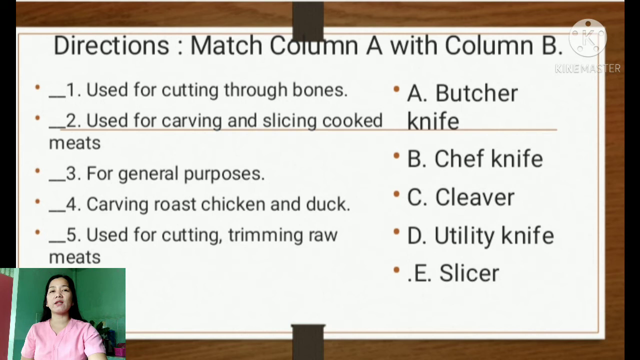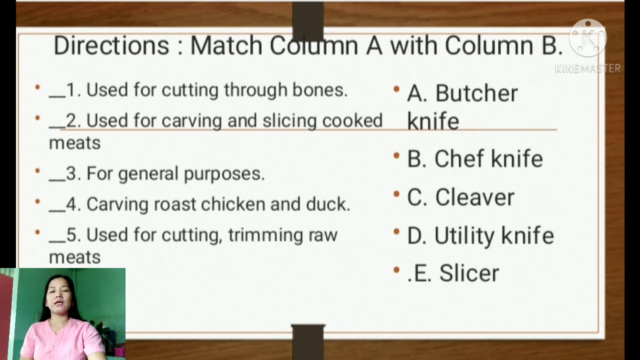This pertains to the different types of knives. The choices are letter A, butcher knife; B, chef knife; C, cleaver; D, utility knife; E, slicer.